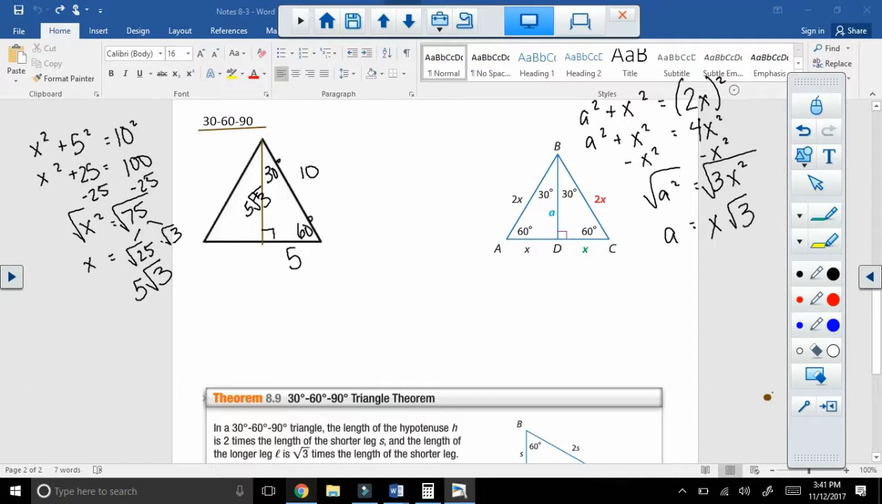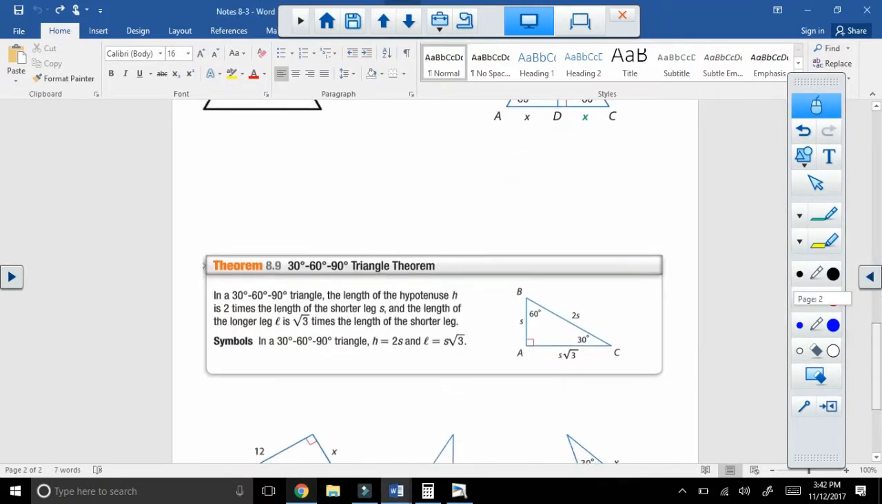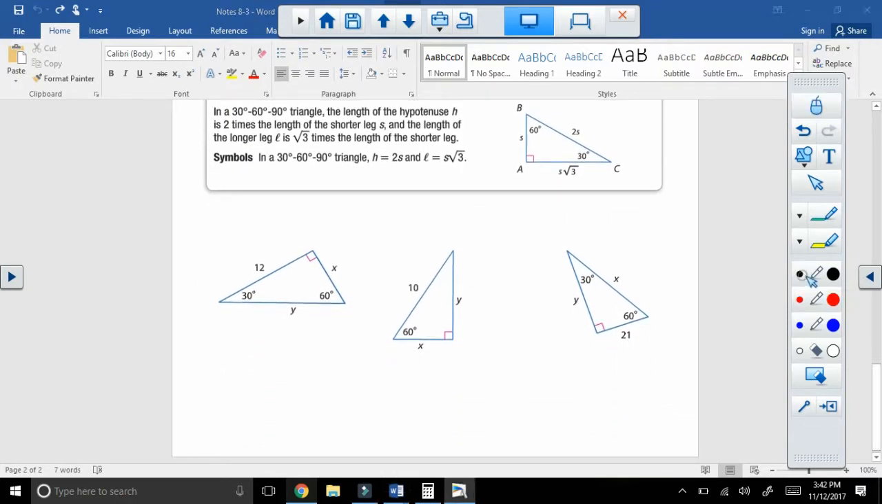And this, just like the one that was 45, 45, 90, will always be the relationship between this side and that side, and this one will always be twice as long. So this is another special ratio that will happen, and you'll see it a lot. So we can go through some examples of this, just so you can kind of see what I'm talking about. So in a 30, 60, 90 triangle, the length of the hypotenuse is 2 times the length of the shorter leg, and then the length of the longer leg is the square root of 3 times the length of the shorter leg. So the way I say that is I say the ratio is 1 to 2 to the square root of 3. And this is the short leg, 2 is the hypotenuse, and the square root of 3 is the long leg.